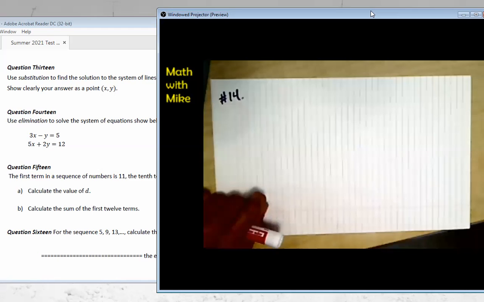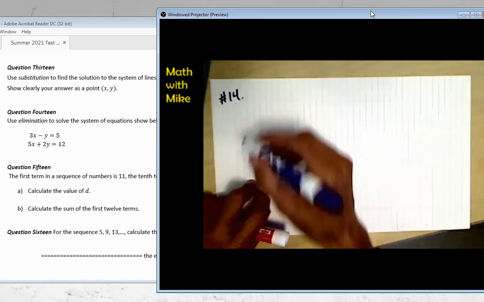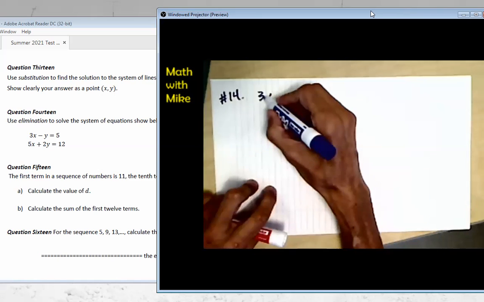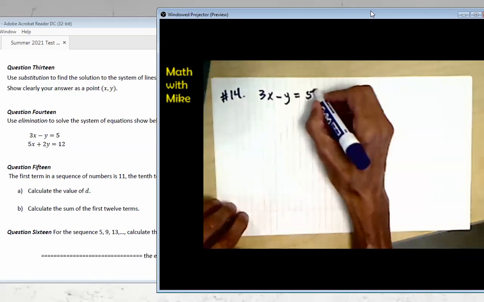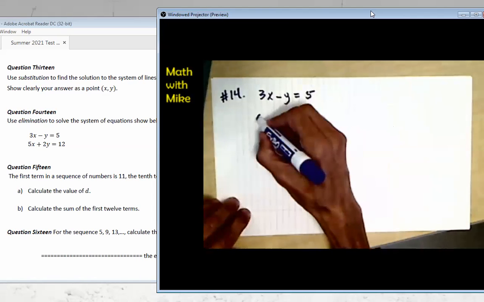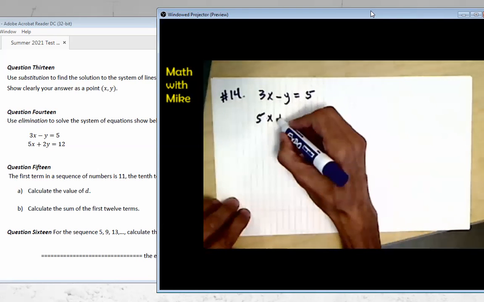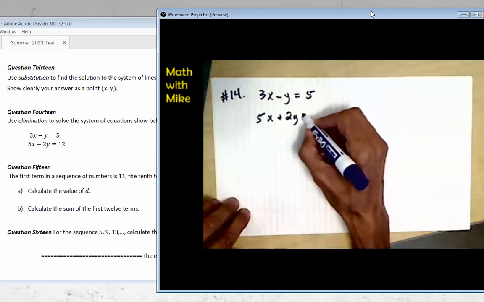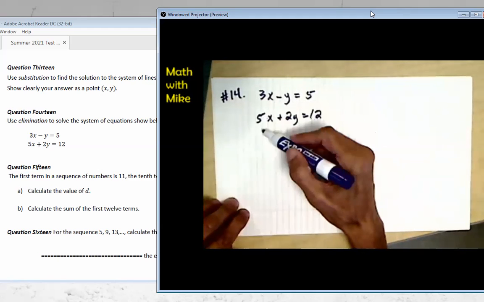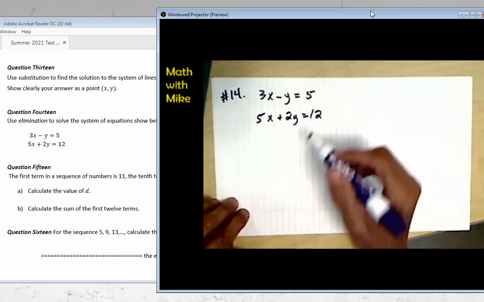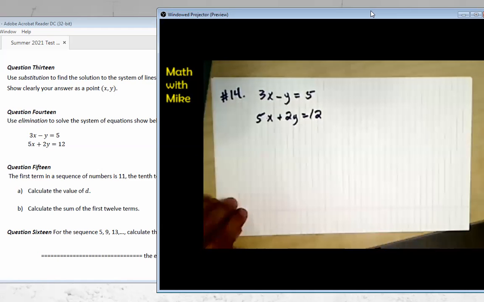This is the system elimination. What has to happen? Numbers got to match. So you get 3x minus y is equal to 5, and we got 5x plus 2y is equal to 12. So do these x's match? No. Those y's match? No. These ones, don't worry about. So we got to get something matching.